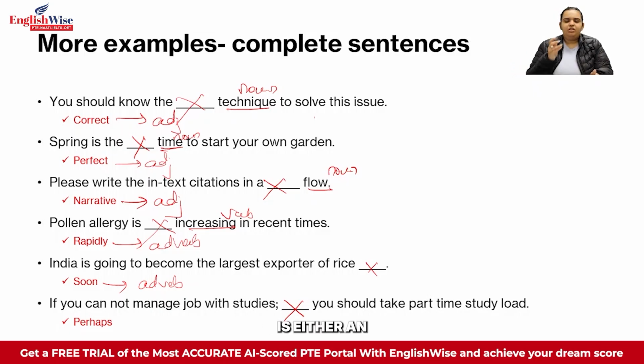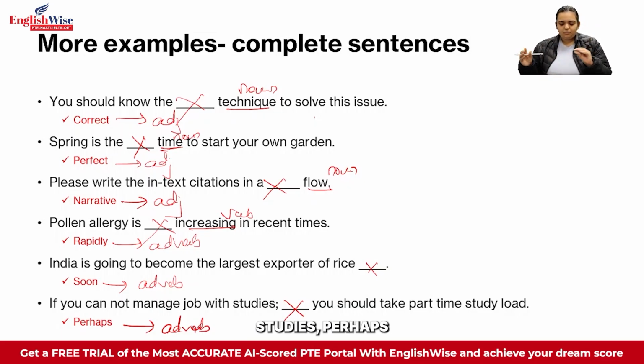So what I'll do is either adjective or an adverb. Again, there is no noun given before or after the blank, so I will go with an adverb. So I will put the word perhaps. If you cannot manage job with studies, perhaps you should take part-time study loan. So this is how you will complete the sentence. I hope you have understood now what to do with your parts of speech.